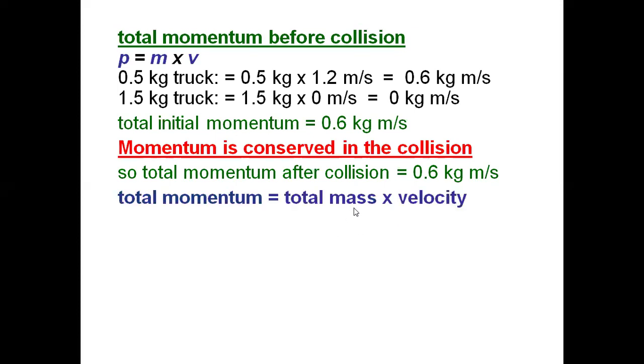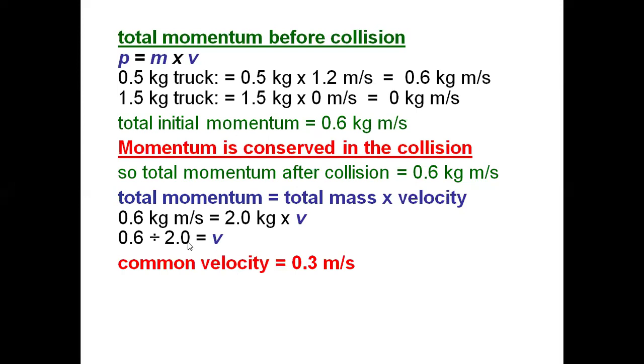Total momentum will be mass into velocity. Now, in the question it is written that they remain attached to each other, which means they move like one body. It means their masses will be added together. So 0.5 kg plus 1.5 kg, the total mass is now 2 kg, and they have a common velocity. What will be the common velocity with which they move? That is 0.6 divided by 2, which is 0.3 meter per second.